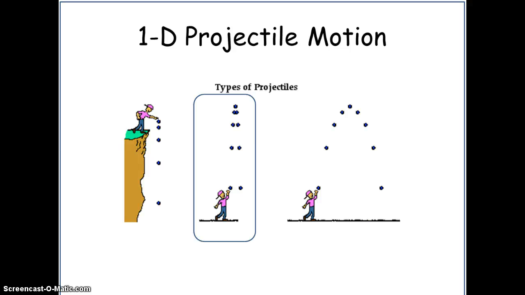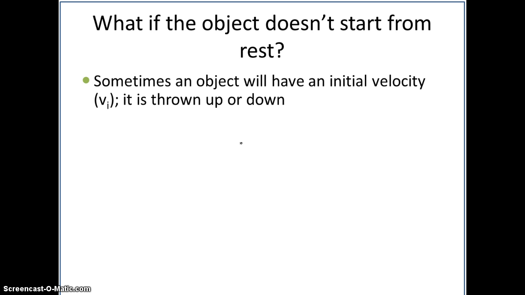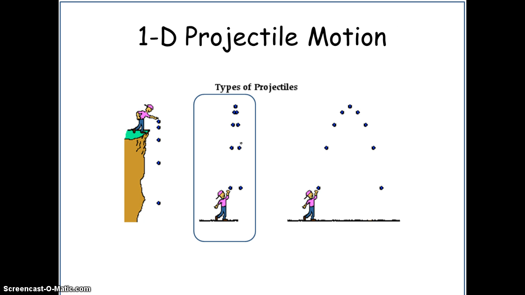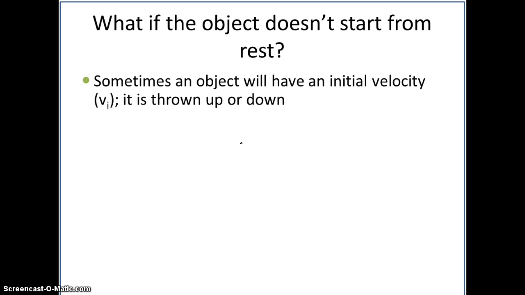Okay, here we go. Last time we talked about 1D projectile motion, dropping a ball off a cliff. This time we're going to be talking about somebody throwing something up and it coming back down. Here's a good way to start. Objects thrown straight up don't start from rest. Instead, they're thrown upward, so they have an initial velocity, or it could be thrown downward with an initial velocity.